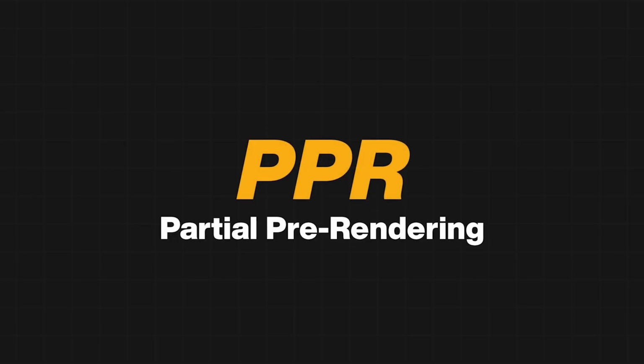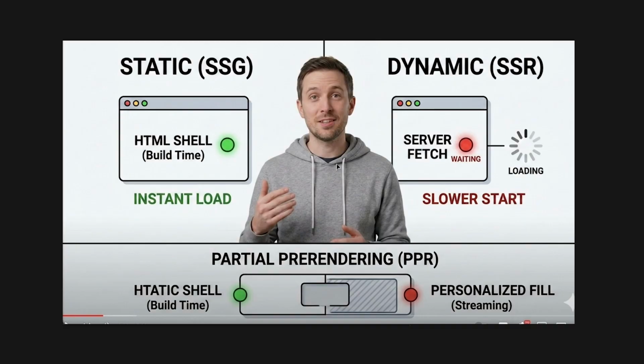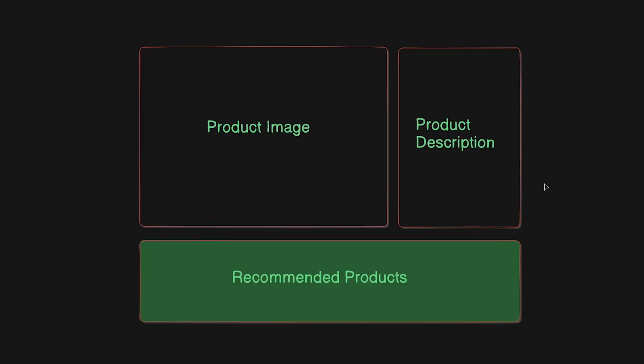Before understanding PPR, we need to understand a problem. In Next.js, we normally have static site generation, meaning SSG, and server-side rendering, meaning SSR. Static pages are fast, but they cannot show real-time data. On the other hand, server-rendered pages can show dynamic data, but they are slower because the server must generate a page on each request. So the question becomes: what if part of a page is static and only a small section of it is dynamic?